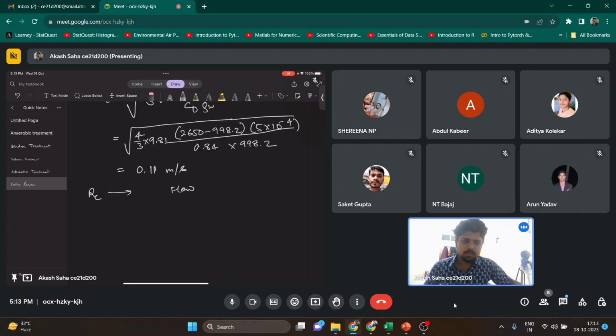If it comes to be transitional flow, that means whatever we have done is correct. We will take the velocity as 0.11 meter per second, so we have to repeat the steps. Again, we have to find the Reynolds number, then CD, then Vt. So this cycle will go on till we match our assumptions.